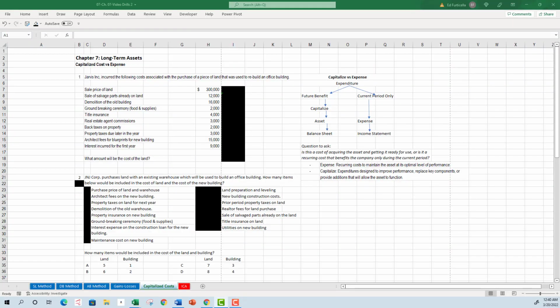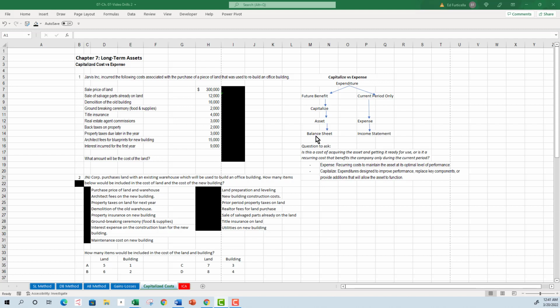Hello everyone, this video focuses on determining the difference between a capitalized cost and an expense. When companies spend money on long-term assets, they either capitalize those expenditures or expense them at the time of purchase. Expenditures are capitalized if the resource purchased provides a future benefit to the company. When we capitalize something, we treat it as an asset. That asset shows up on a balance sheet.